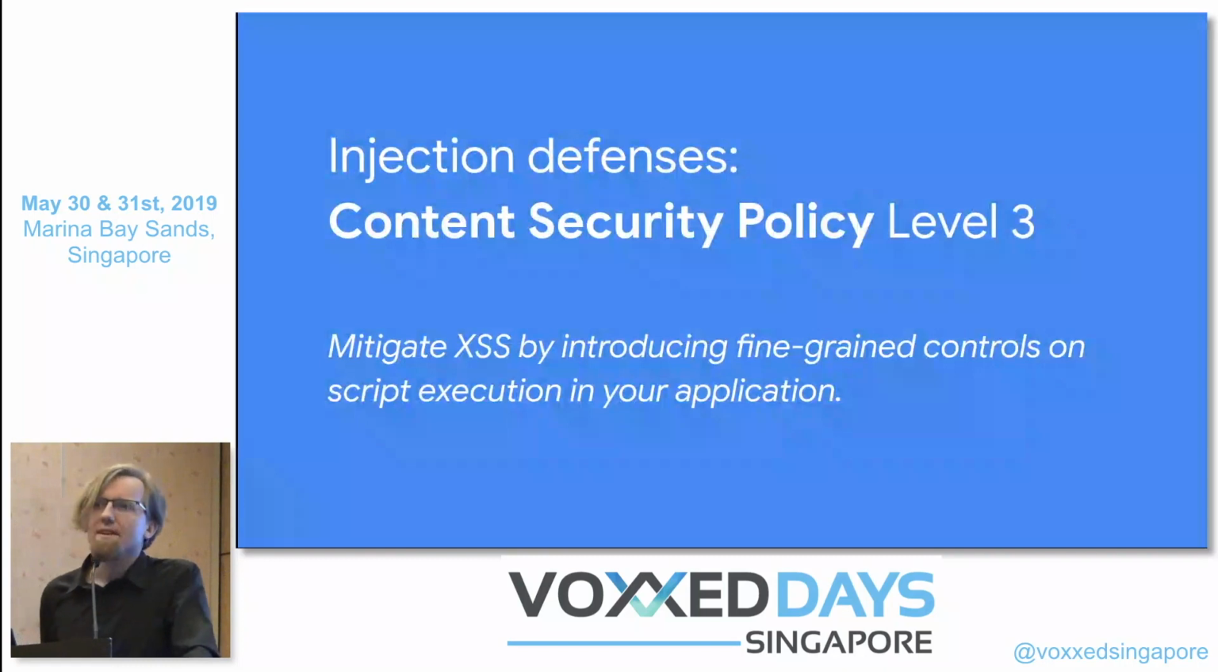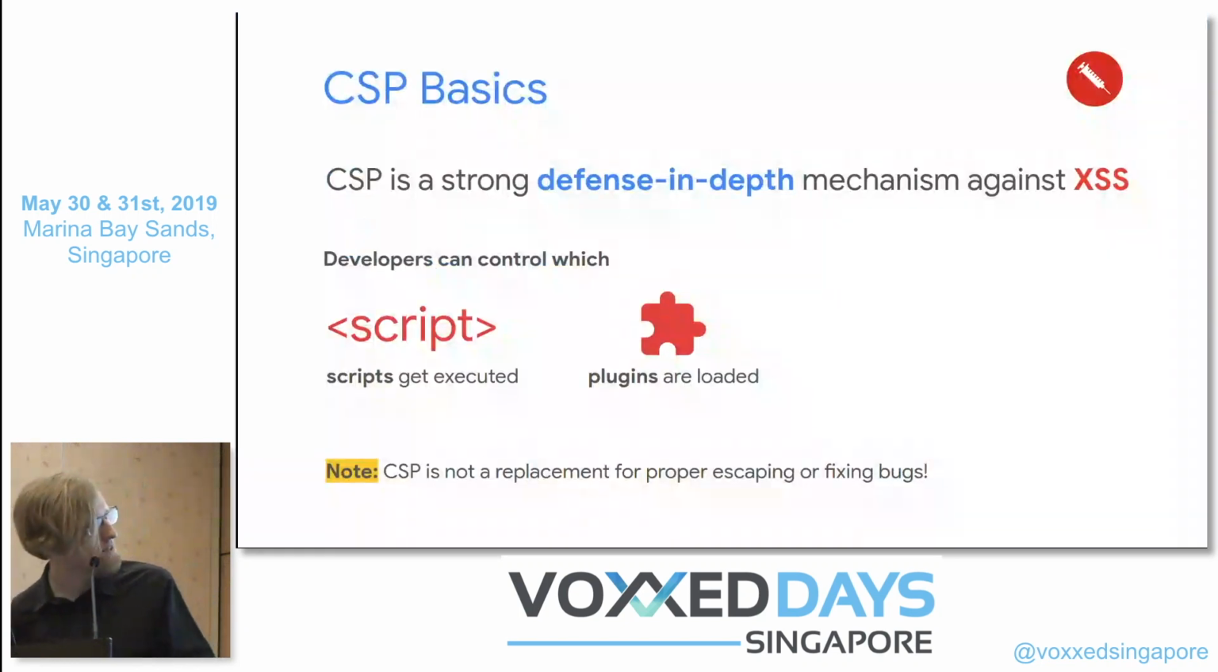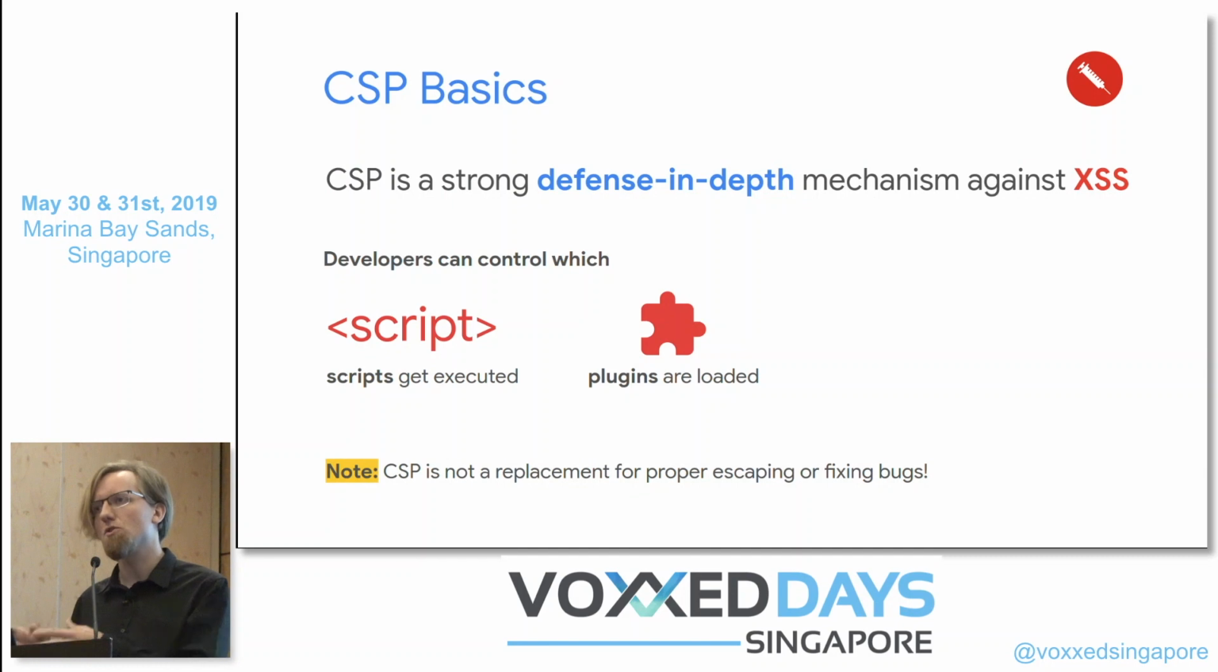So the first protective mechanism that I want to tell you about is content security policy. Content security policy is a generic browser mechanism that lets you enforce restrictions on what your application is capable of doing. And by enforcing these restrictions, you can prevent injections from allowing the attacker to execute malicious code in your application. So the 2 main things that content security policy lets you do is control scripts and control plugins.